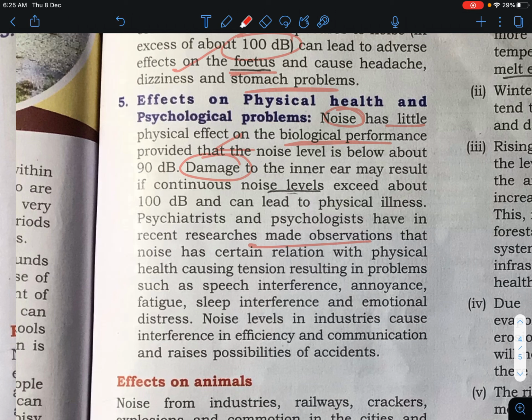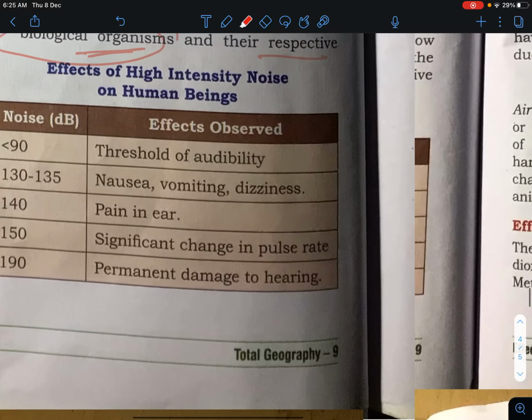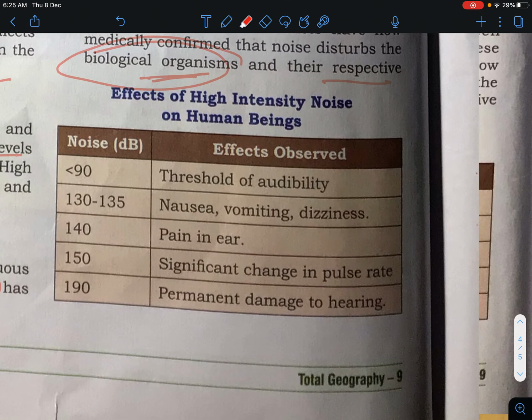Noise levels in industries cause interference in efficiency and communication and raise the possibility of accidents. Here a graph is given: if the noise level is below 90 decibels, it is good. You can say that it is the threshold of audibility. Now, if it is more than 130 to 135 decibels, you are going to vomit, feel nausea, and get dizziness.